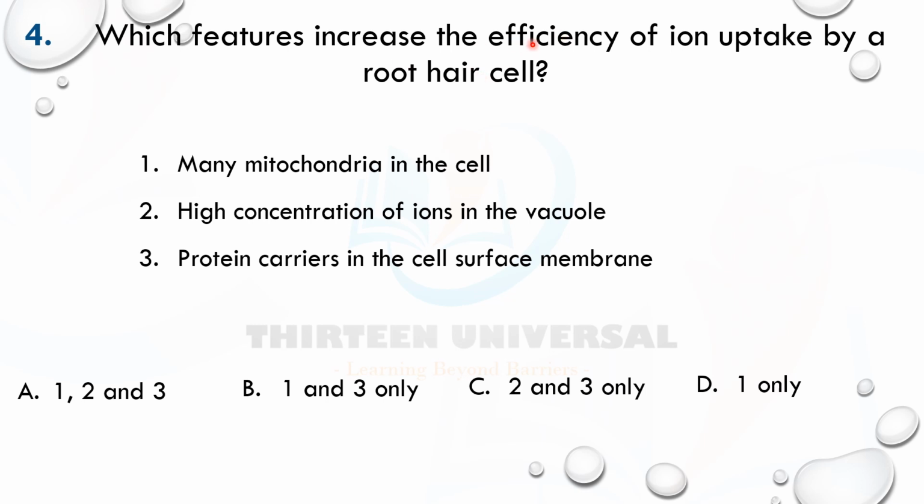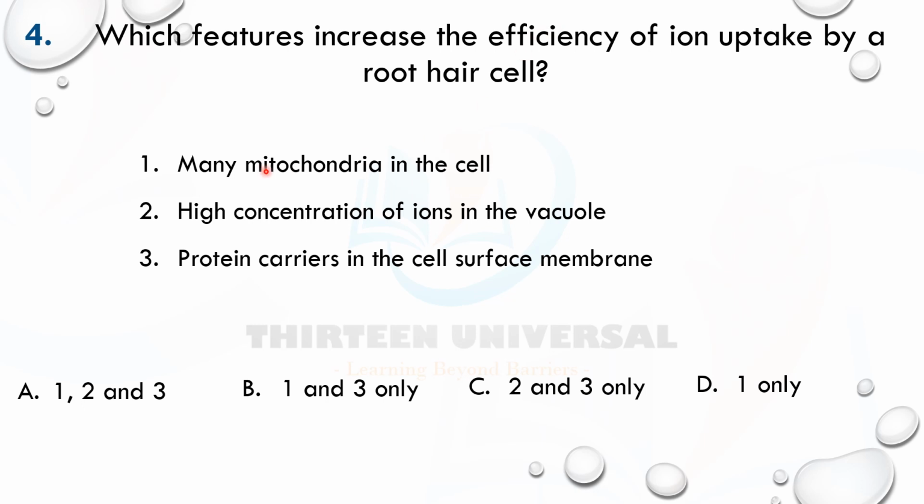Now, ion uptake by the root hair is by active transport. Ions move from low concentration in the soil to high concentration in the root hair cell. So ion uptake is by active transport. All right, so we are dealing with active transport here. Active transport requires a lot of energy because I'm moving against the concentration gradient. But you see, we're talking about efficiency, not just how to start it.